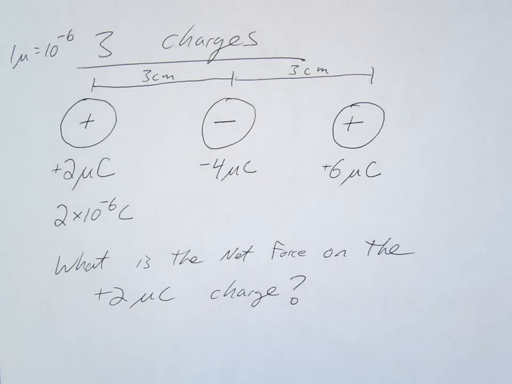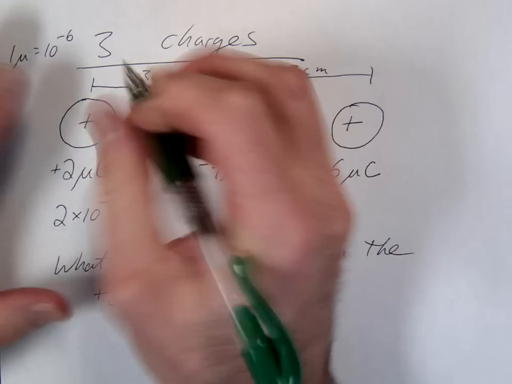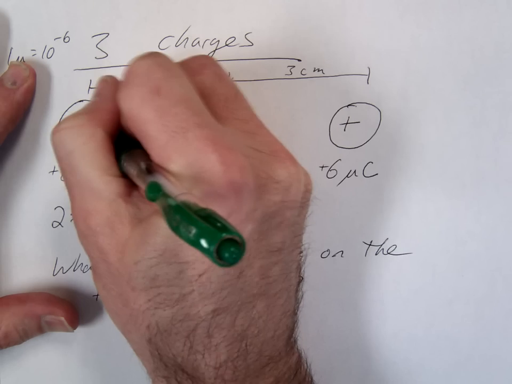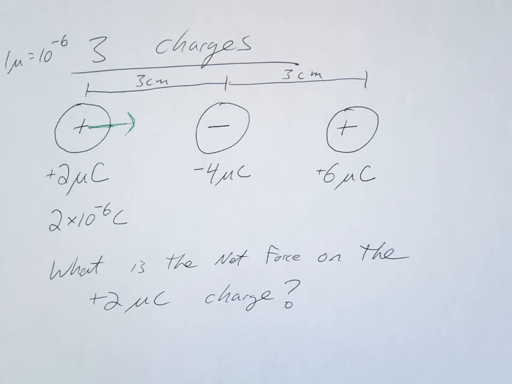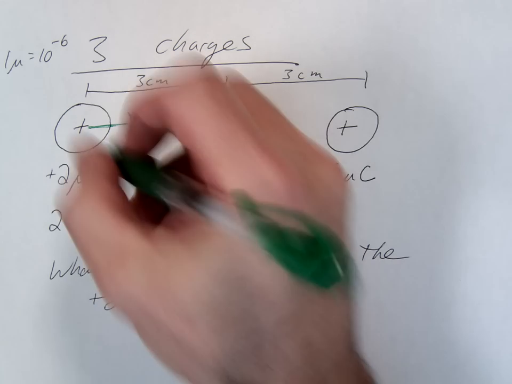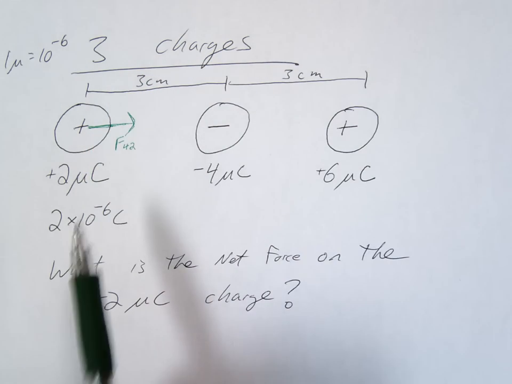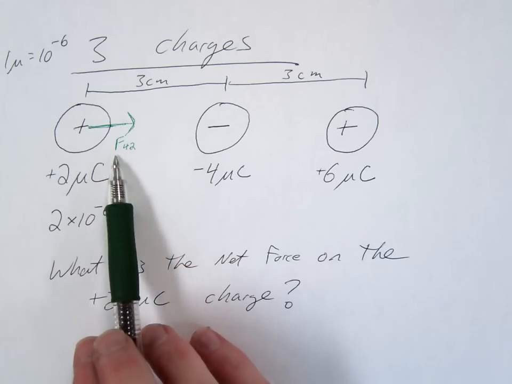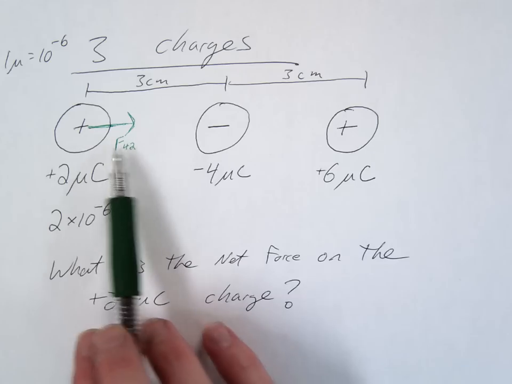So what is the -4 going to do to the positive 2? It's going to attract it, right? Opposites attract, so the -4 is going to attract the positive 2. So there's going to be a force in this direction, okay, attracting it this way. So let's call this F42. This is the notation I typically use. This would be the force from charge 4 on charge 2, F42.